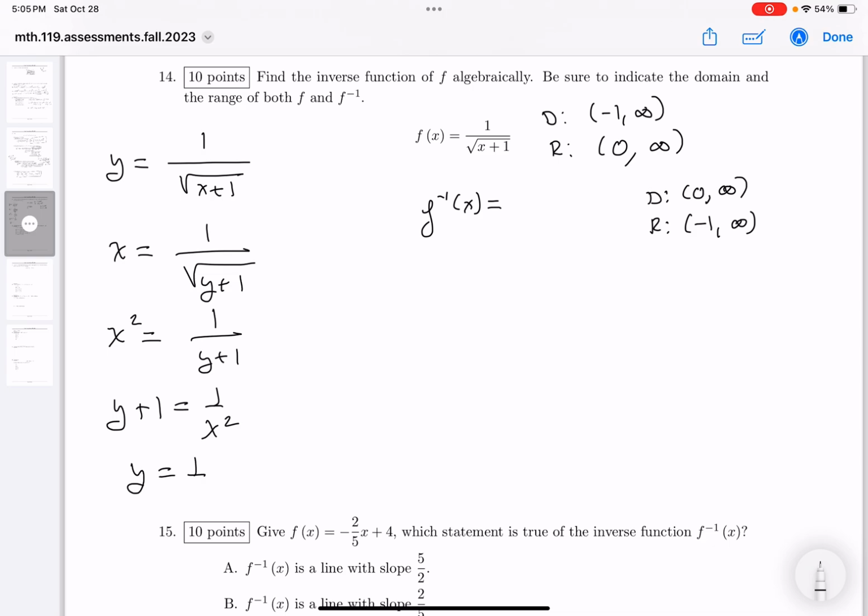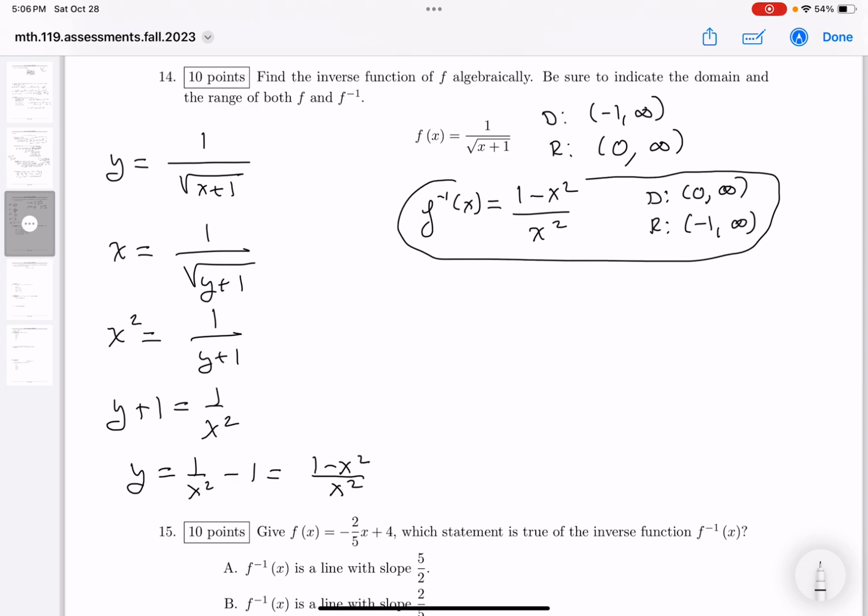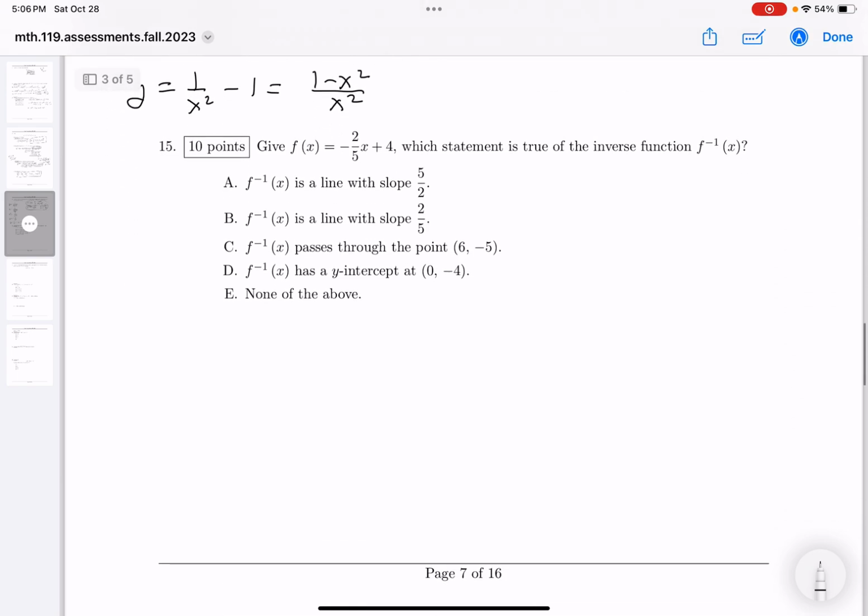What do you get over here? Y equals 1 over x squared minus 1. And what does that equal? Well, it equals, with a common denominator, 1 minus x squared on top, over x squared. Let me write that down. Let me do a quick read again. Find the inverse. We did that algebraically. Be sure to indicate the domain and range of both f and f inverse. So I did it for f and f inverse. And that is done. Let's go to number 15.